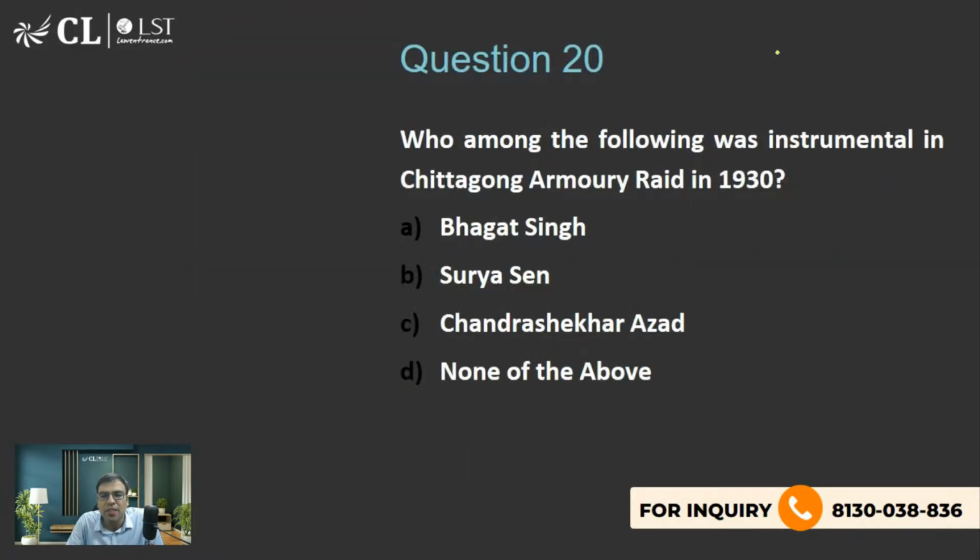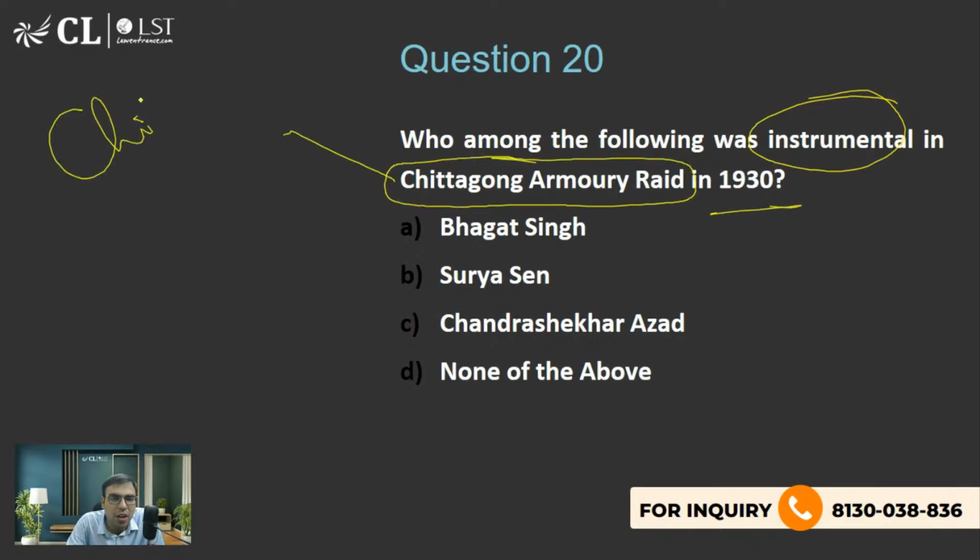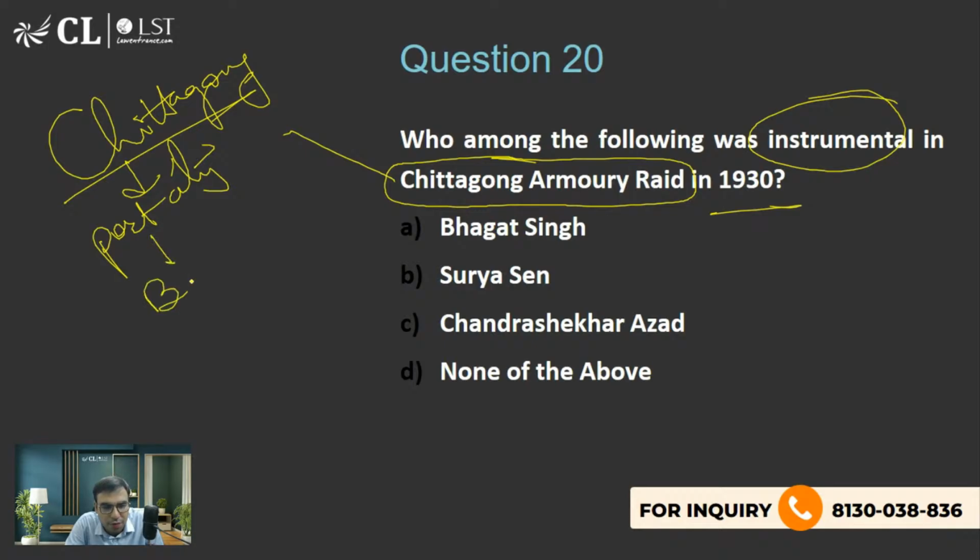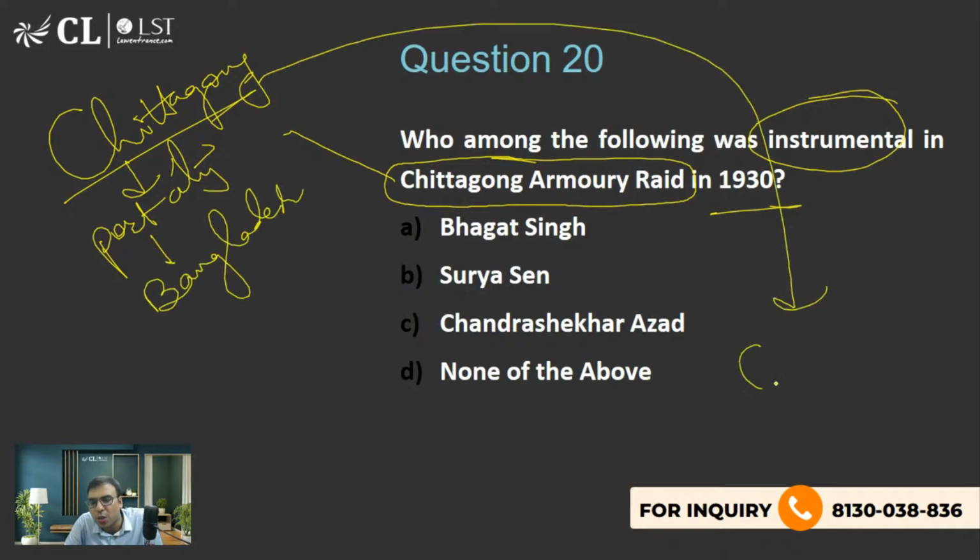Let's move on further. Which of the following was instrumental in the Chittagong Armory raid in 1930? Chittagong is actually a place. It's a port city. Today you will find it in Bangladesh. You may also find another term for Chittagong, Chattogram, written somewhere. So Chittagong and Chattogram are actually the same thing. I think cricket matches also happen in Chittagong.